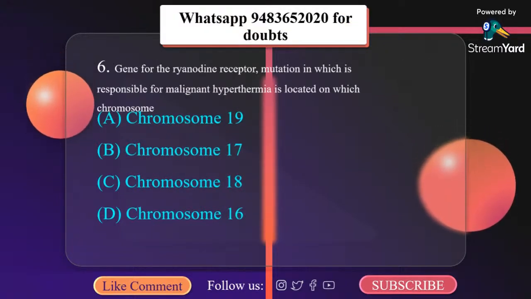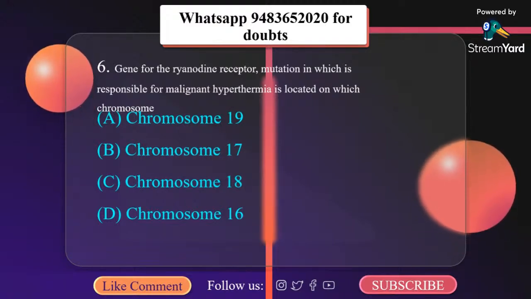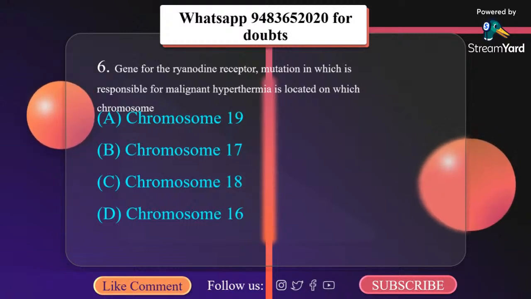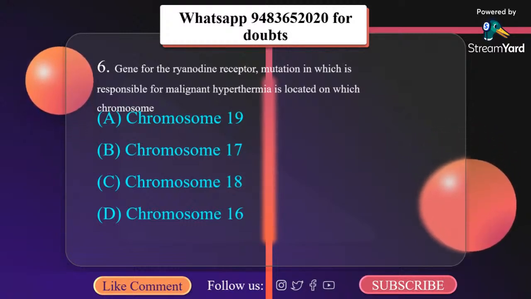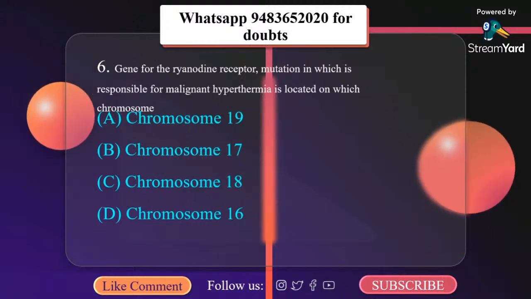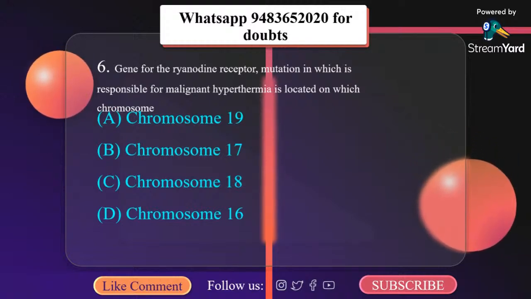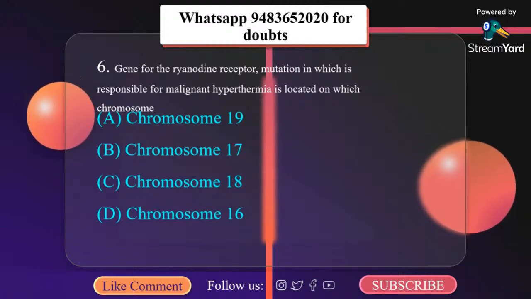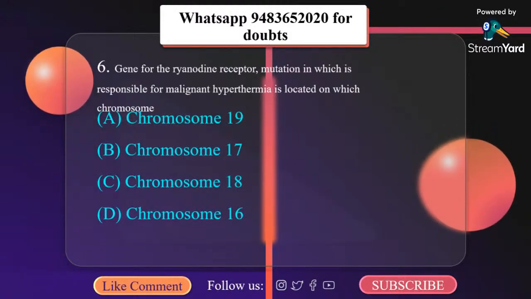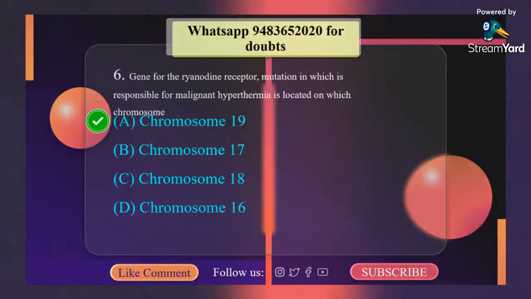The gene for ryanodine receptor mutation, which is responsible for malignant hyperthermia, is located on which chromosome? A, chromosome 19; B, chromosome 17; C, chromosome 18; D, chromosome 16. Malignant hyperthermia is a genetic autosomal dominant hypermetabolic muscle disease, and it is on chromosome 19. So the gene for ryanodine receptor mutation responsible for malignant hyperthermia is located on chromosome 19.